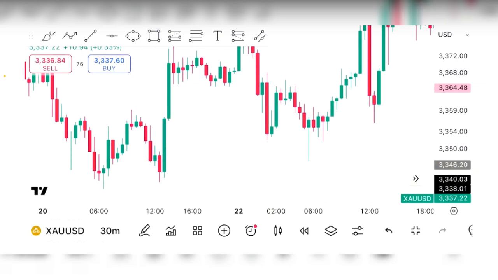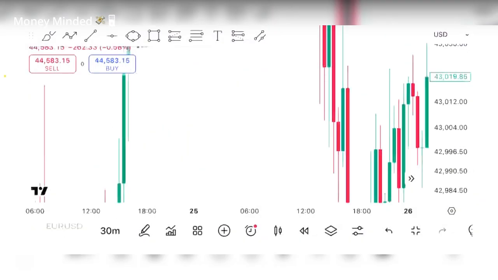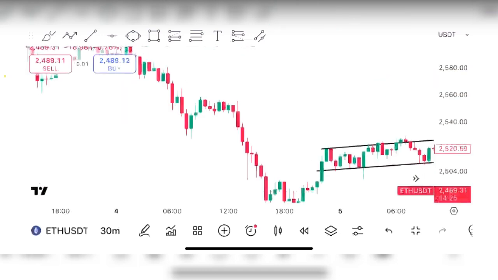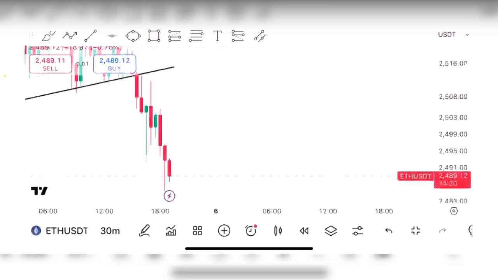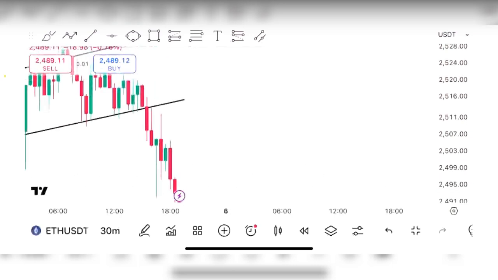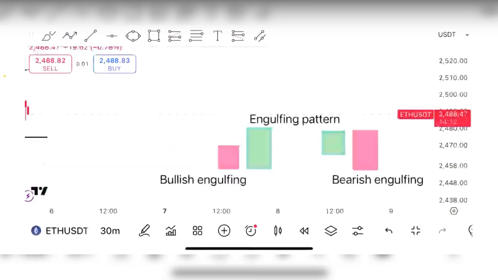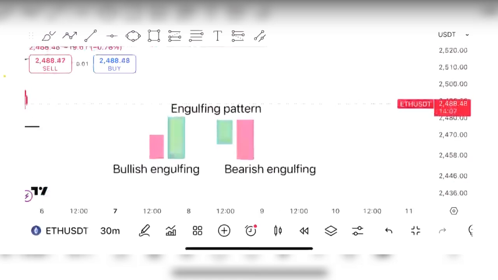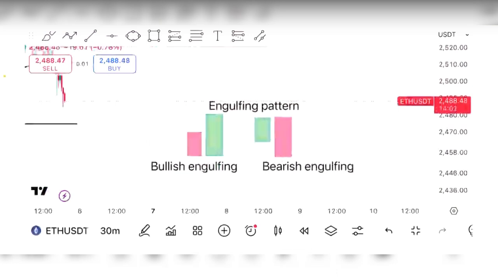So onto the next confirmation pattern. The next confirmation pattern is known as an evening star and a morning star confirmation pattern. The first confirmation pattern is known as the engulfing pattern. Then the second confirmation is known as the evening star, morning star confirmation pattern. Let me clear this out.